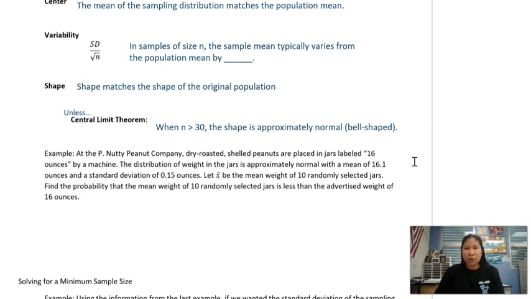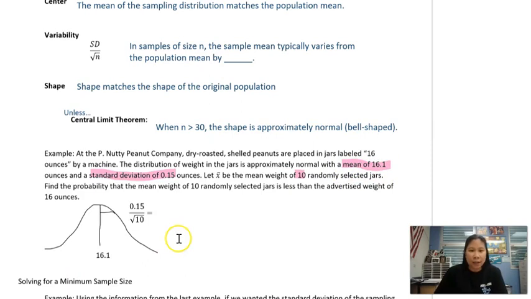And we can find our new mean and standard deviation because now we're dealing with a sample size of 10. Since they told us the mean of the original was 16.1, we know the mean here is going to be 16.1. And then they told us our standard deviation was 0.15 ounces. So when we calculate our new standard deviation, we're going to do the old standard deviation of 0.15 divided by the square root of n, where n for us was 10. When I do this out in the calculator, I get 0.0474. Now we're finding the probability that the mean weight is less than the advertised weight of 16 ounces. So shading from 16 and then less than that, so to the left.